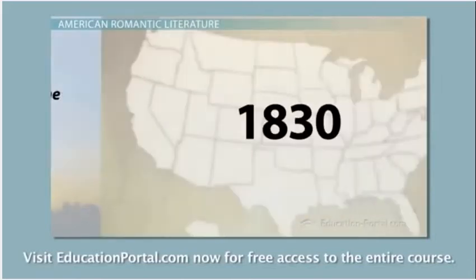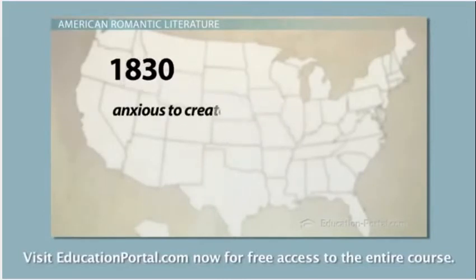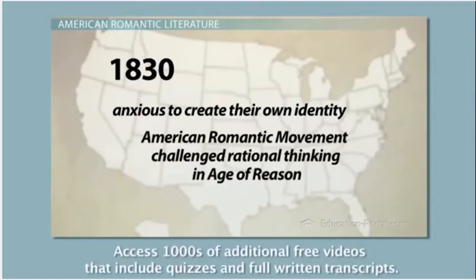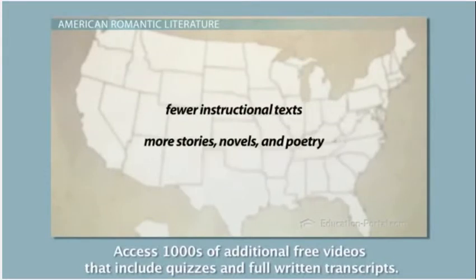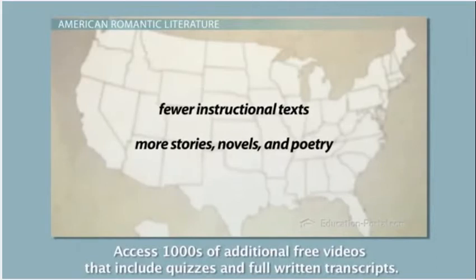Now, in 1830, just 50 years after the Revolutionary War, America was still really young, but its citizens were anxious to create their own identity that was uniquely American and not so reliant on European values. Therefore, the American Romantic movement challenged the very rational thinking that we saw in the Age of Reason during the Revolutionary War. So this period produced fewer instructional texts and more stories, novels, and poetry.